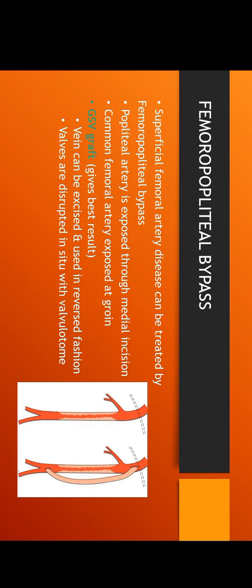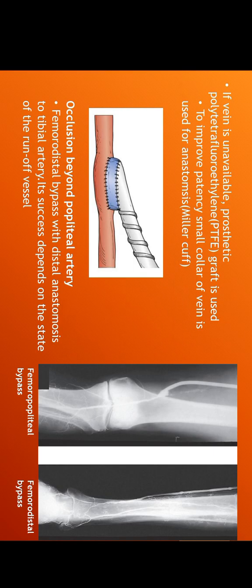The vein can be excised and used in a reversed fashion, or the valves can be disrupted with the help of a valvulotome. If great saphenous vein is not available, other veins like small saphenous vein and arm veins can be used. If the vein is unavailable, prosthetic polytetrafluoroethylene graft is used.